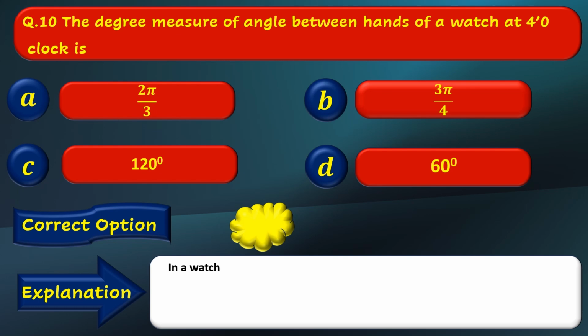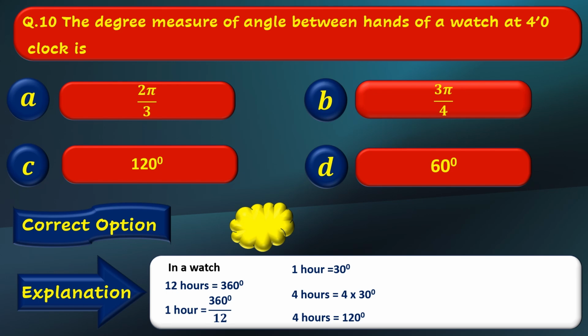If 12 hours are equal to 360 degrees, then 1 hour will be equal to 360 degrees by 12, and it gives 1 hour is equal to 30 degrees. Therefore, 4 hours will be 4 into 30 degrees, and it will give 4 hours is equal to 120 degrees. Therefore, the degree measure of angle between hands of a watch at 4 o'clock is 120 degrees. Therefore, correct option is option C.